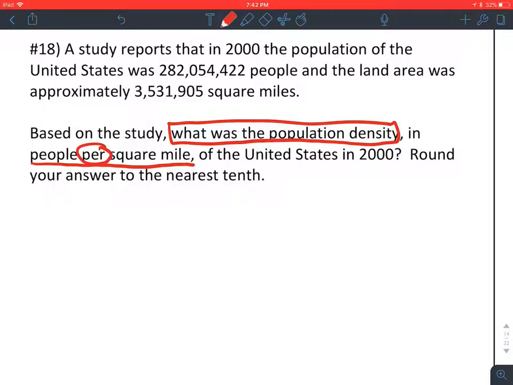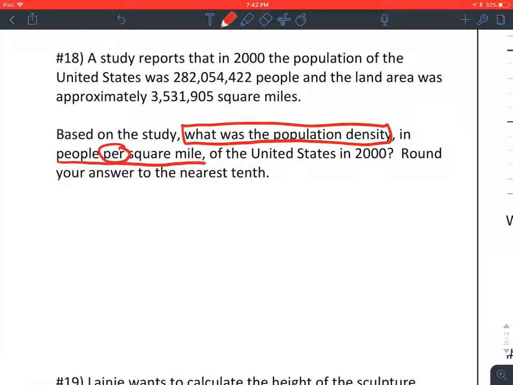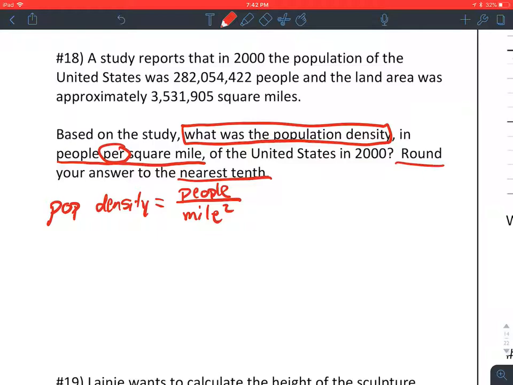Per means divided by. This problem is telling you to divide the number of people by the number of square miles. That is the population density. That is people per square mile. Round your answer to the nearest tenth. That's a detail we want to make sure we follow. This problem, if you just take your time and read it carefully, it answers itself. It's kind of like being JK.